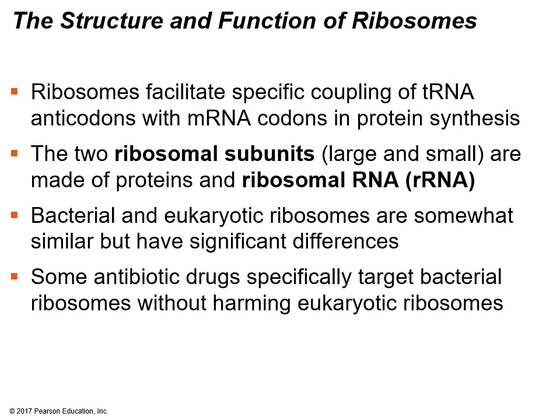Ribosomes facilitate specific coupling of tRNA anticodons with mRNA codons in protein synthesis. The two ribosomal subunits are called the large and small subunits, and they are made of proteins and ribosomal RNA, also called rRNA. Bacterial and eukaryotic ribosomes are somewhat similar but have significant differences. Some antibiotic drugs specifically target bacterial ribosomes without harming eukaryotic ribosomes.